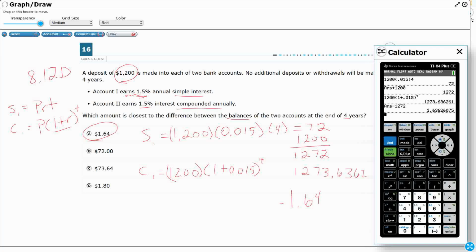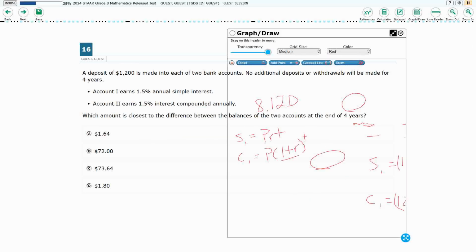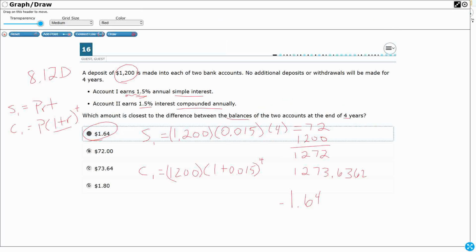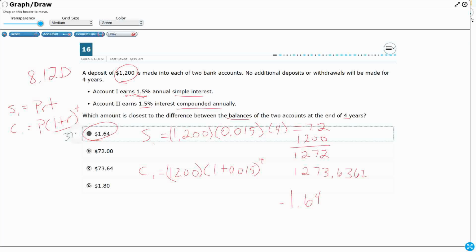So compound doesn't make much of a difference initially, but it's a slow burn. If you get 10 years, 20 years, 100 years, you start seeing a major difference, but not initially. So this one was extremely difficult. We had 37% get this correct. A lot of calculation there.